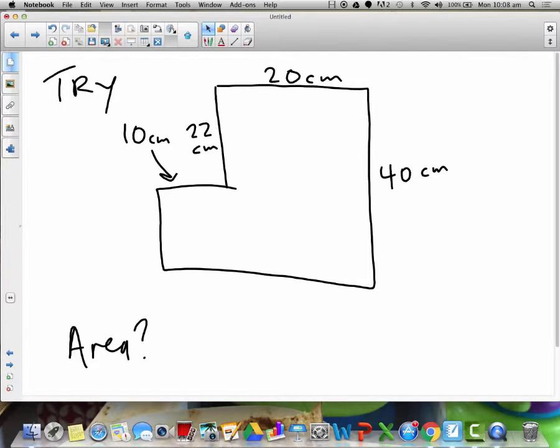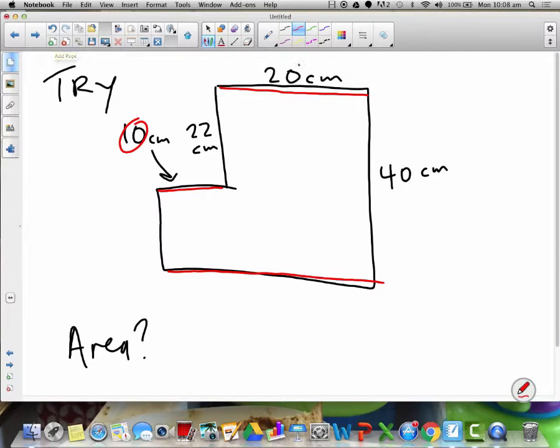We better charge on. Here we go. Alright, so what you should have done is, it doesn't matter whether you found the measurements first. Let's find the measurements first, though. If that's 10 there, and that's 20, then this should be 10 plus 20, shouldn't it? And that should be 30 centimetres. I think I've got that right.